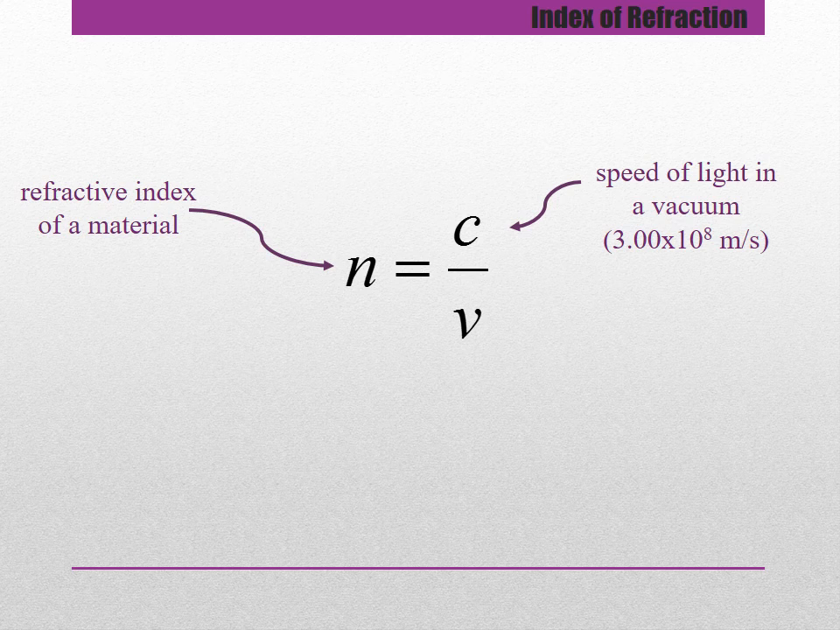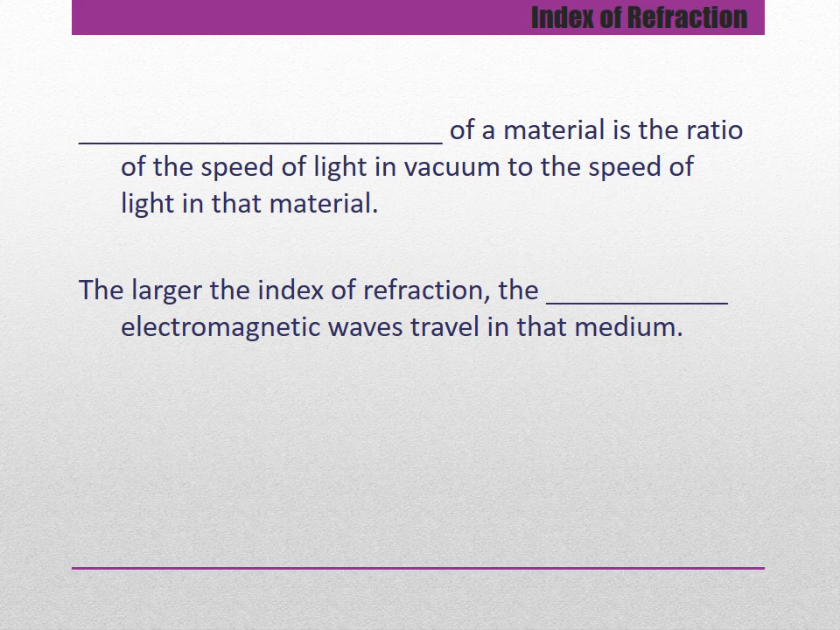C is the speed of light in a vacuum, 3.00 times 10 to the 8 meters per second. This number is on your pink sheet, and I suggest you find it and circle it so you know where it is for future reference. And V is the speed of light in that material measured in meters per second. The index of refraction of a material is the ratio of the speed of light in a vacuum to the speed of light in that material. The larger the index of refraction, the slower electromagnetic waves travel in that medium.